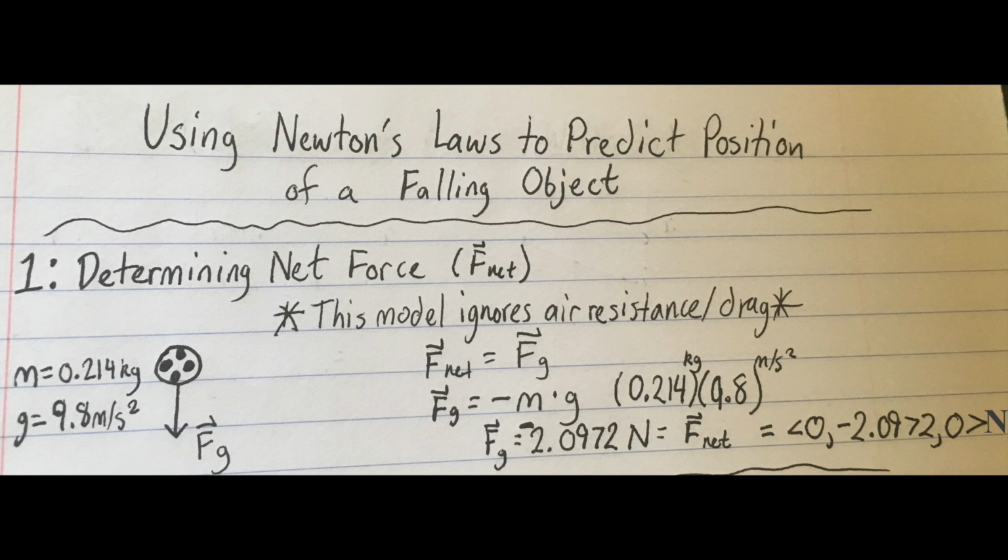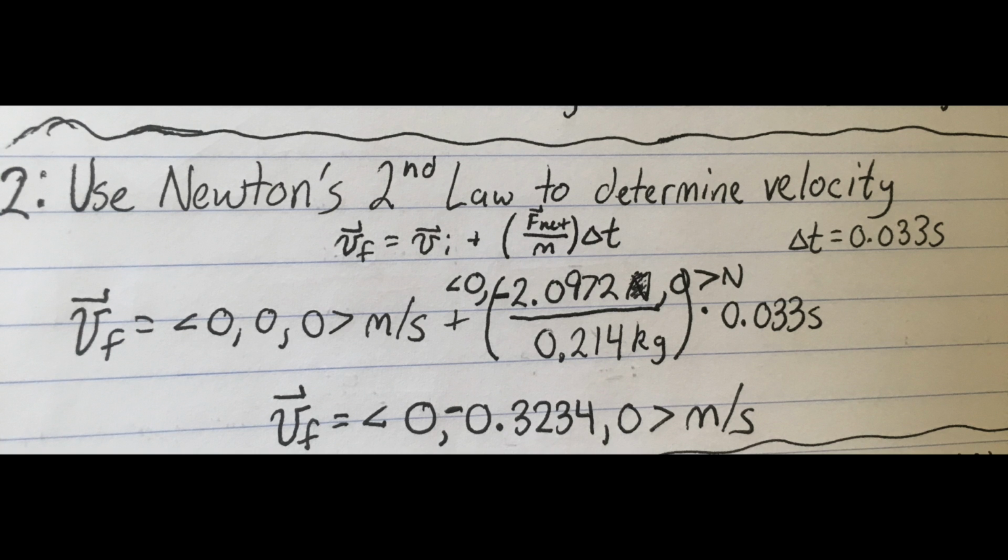To begin calculating the position of our falling object, we must first consider the net forces acting on it. At first we will ignore air resistance and drag, but we'll talk about those forces later. The only other force acting on our system is the force of gravity, which we can easily calculate using the mass and the gravitational constant g. Then we can use our fundamental principle of Newton's second law to determine the final velocity over a certain time interval. Here I did an example of what the final velocity would be over the first time interval we calculated.